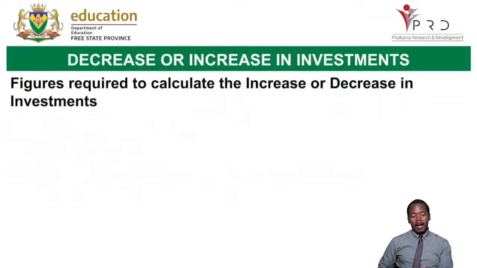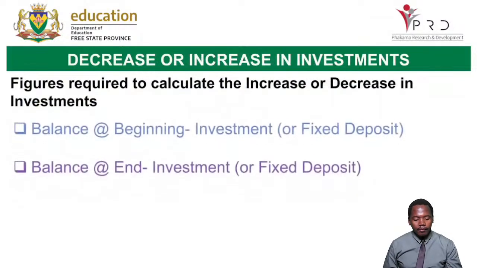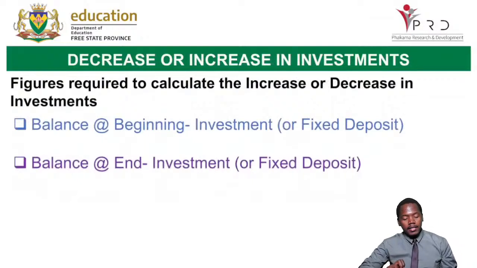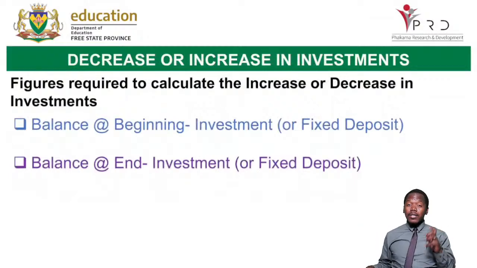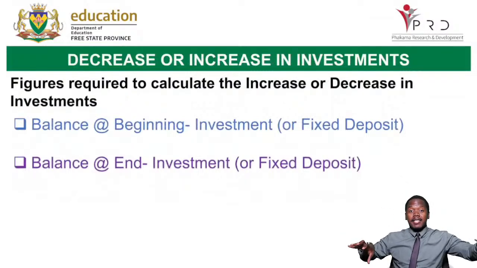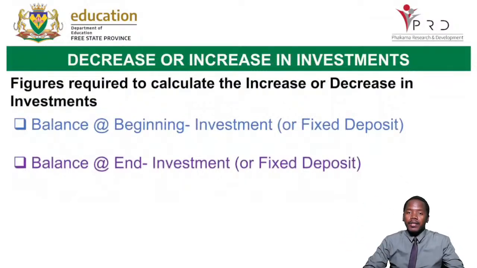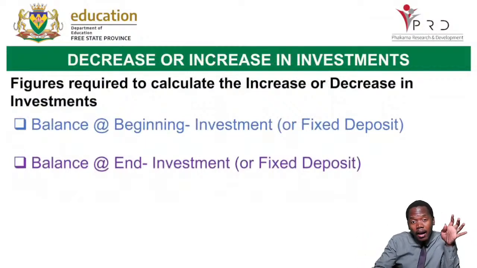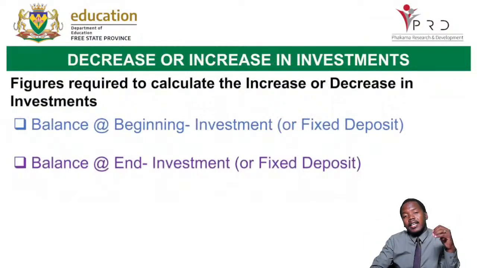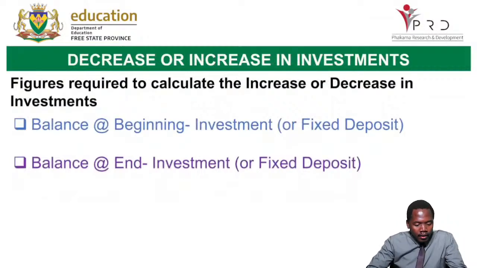Which figures do we require for us to calculate these increases or decreases in investments? We need just two figures. We need the opening balance of these investments of fixed deposit. We also need the closing balance of these investments of fixed deposit. So we just subtract the balance at the beginning minus the balance at the end, and then we will determine whether we have an increase or a decrease. Meaning if it's 5,000 at the beginning and then 3,000 at the end, now we say 5,000 minus 3,000, we get a decrease of that particular 2,000 rand. Okay. Now let us move on.